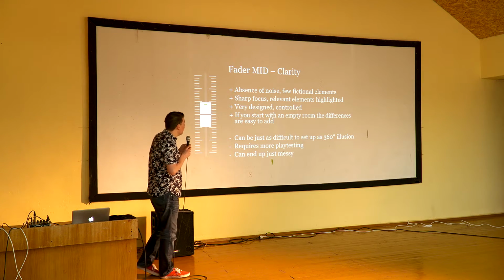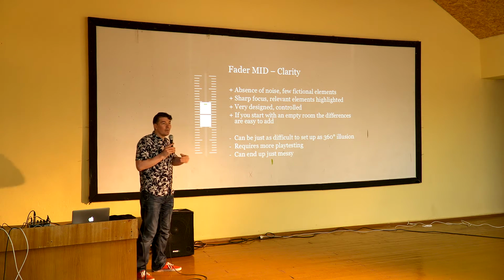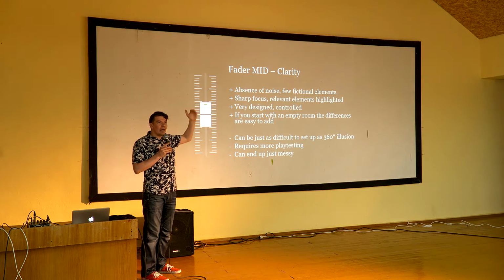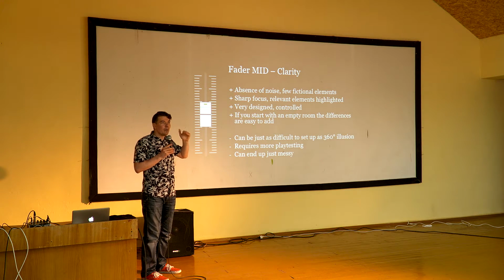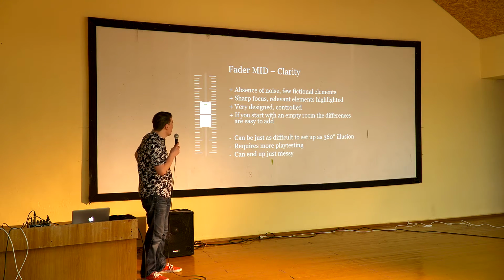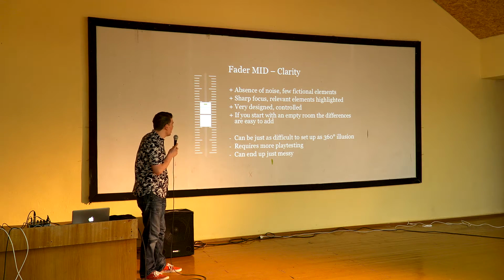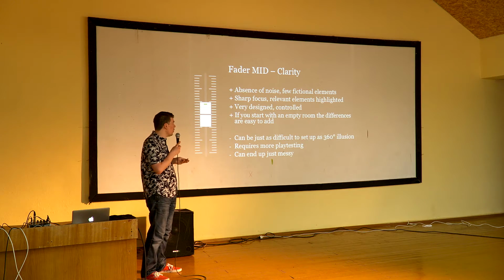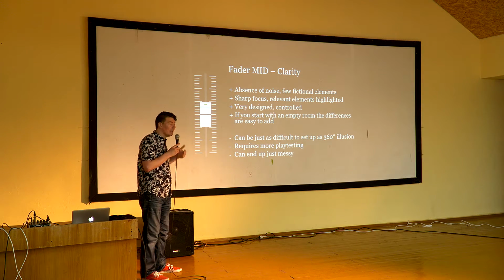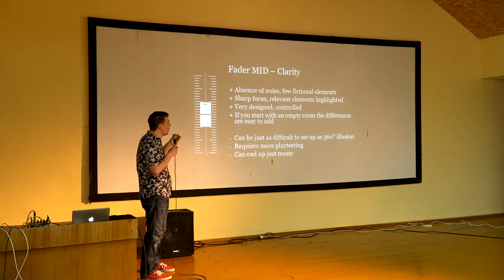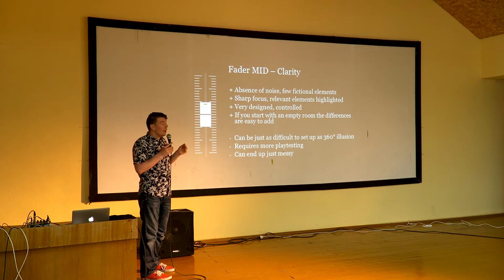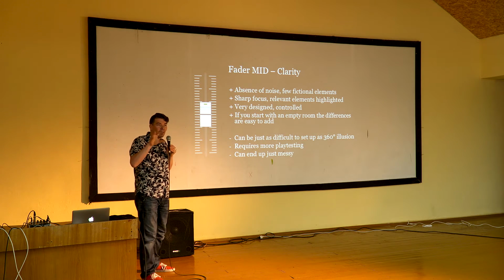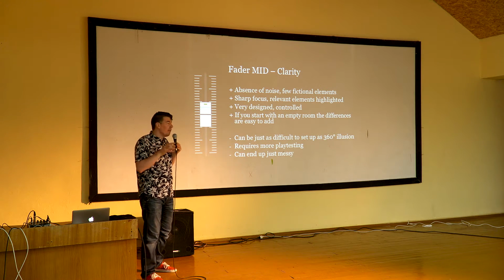Halfway on the fader we have clarity, and this is again an ideal. Now we have taken away all the noise, and we've added only very few things. So absence of noise, very few fictional elements. We have sharp focus on whatever it is that we want to be concentrating on. Relevant elements are highlighted. This is the black box ideal. Very designed, very controlled. If you start with an empty room, the differences are easy to add. So you have very good control over the environment.